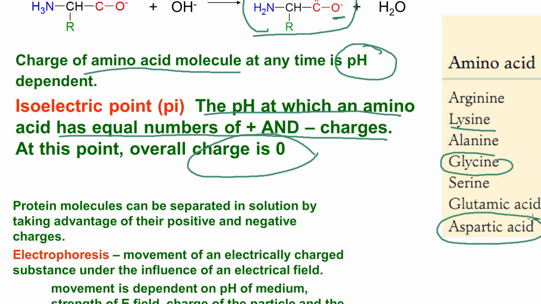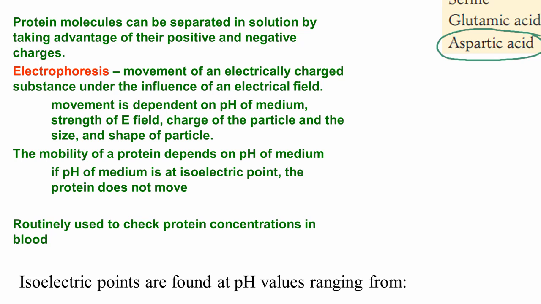Aspartic acid is going to be at a lower pH, 2.9. So the pH of aspartic acid at the isoelectric point is 2.9. It turns out the protein molecules can be separated in solution because of these positive and negative charges, and we use a method called electrophoresis. Electrophoresis is movement of an electrically charged substance under the influence of an electrical field.